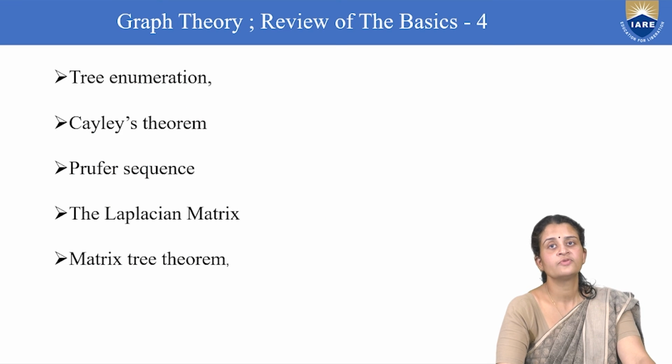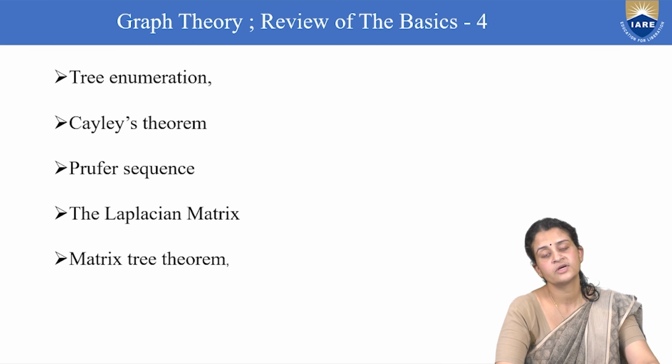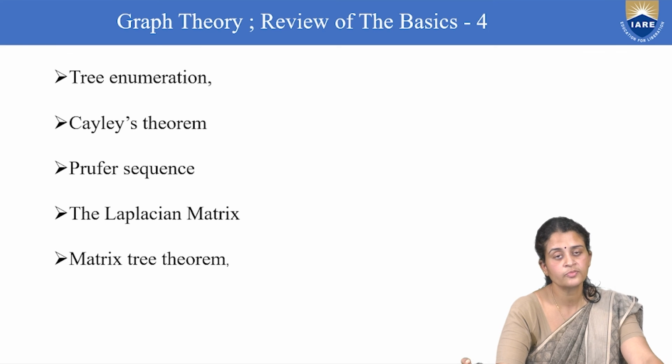So we have considered what tree enumeration is. That is, how many trees possess the same properties even though the trees are non-isomorphic. And then we saw Cayley's theorem. If G is a given graph of n vertices, then the number of distinct labeled trees consists of n raised to n minus 2. And what is this Prufer sequence? The Prufer sequence gives a bijection between the labeled trees on n vertices and the sequences of length n minus 2, which supports Cayley's theorem.